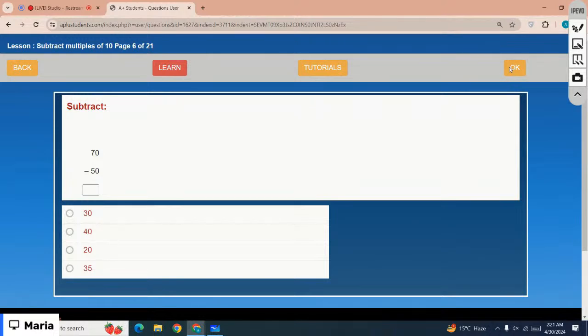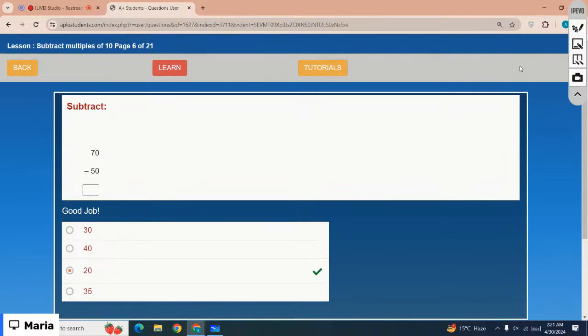Subtract 70 minus 50, which is the correct option. Yes, the correct option is 20. You just have to subtract the non-zero numbers. They are 7 and 2, 7 and 5. So 7 minus 5 is 2. Very good.